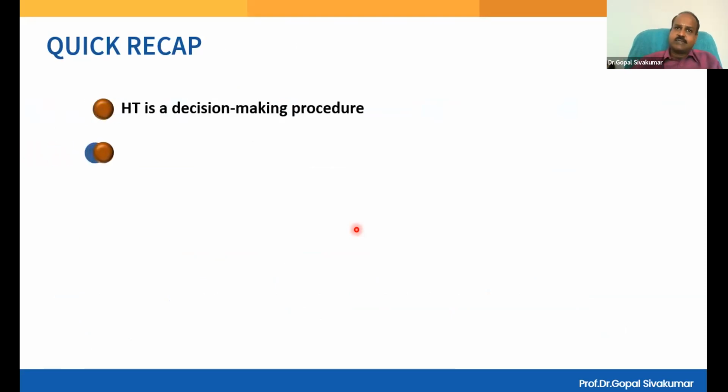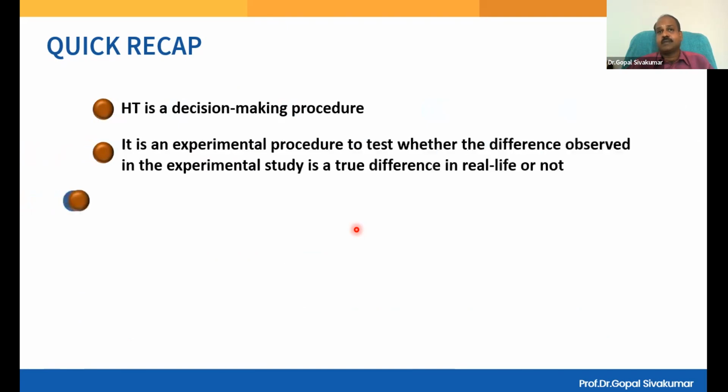So hypothesis testing is basically a decision-making procedure. We take a decision on the null hypothesis. It is an experimental procedure to test whether the difference observed in the experimental study is a true difference in real life or not. But how to do it? You need to understand one more tool, which is called p-value.